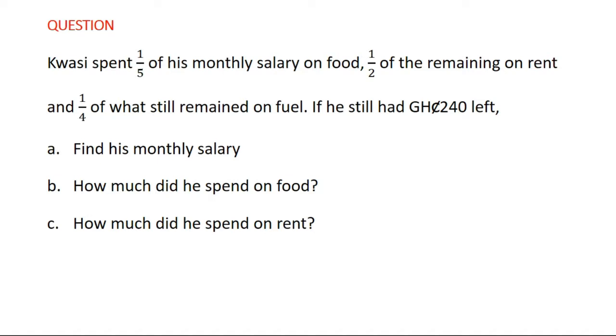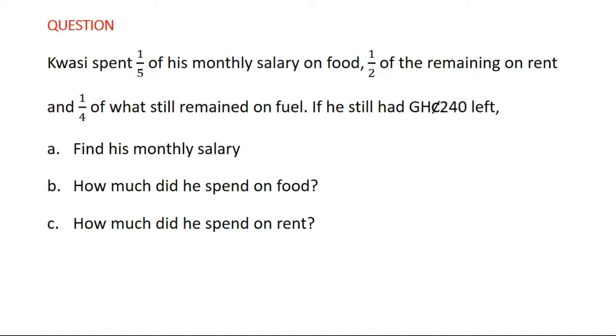Kwesi spent 1/5 of his monthly salary on food, 1/2 of the remaining on rent, and 1/4 of what still remained on fuel. If he still had 240 Ghana cedis left, A. Find his monthly salary. B. How much did he spend on food? C. How much did he spend on rent?